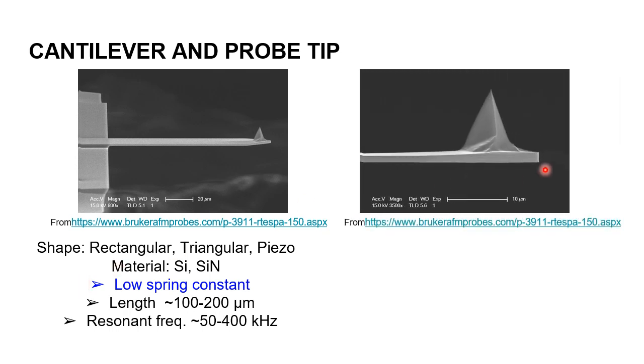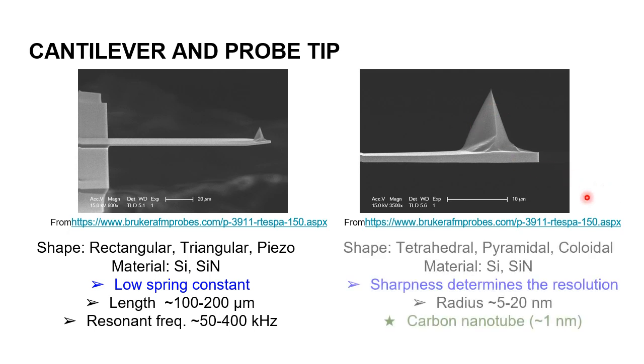On the other hand, we have a real probe tip that can also come in several shapes. This is the most important component of the AFM, since its sharpness is what determines the resolution of this method.